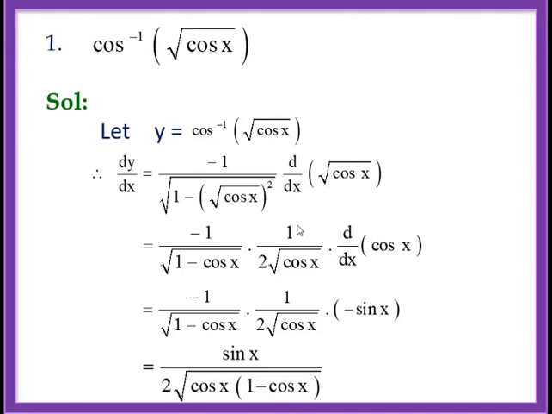Now derivative of root is 1 upon 2 root into derivative of cos x. What is derivative of cos x? Minus sin x. So final answer is dy dx equal to sin x upon 2 root of cos x into root of 1 minus cos x. See, root a into root b is what? Root ab.